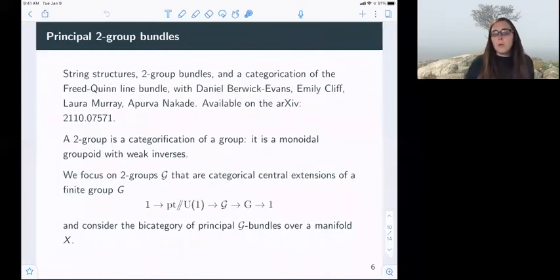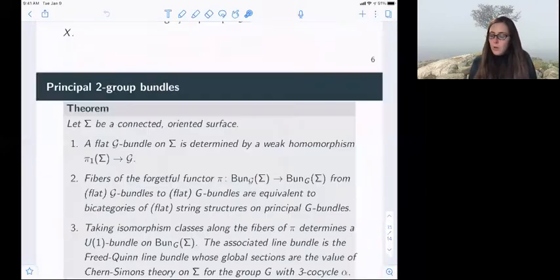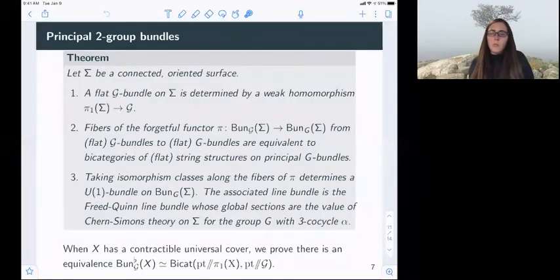So a two group is a monoidal groupoid with weak inverses. In our paper, we focus on two groups G that are categorical central extensions of a finite group G. And we take these central extensions, which are classified by a 3-cocycle alpha. And then we consider the bicategory of principal two-group bundles over a manifold X.